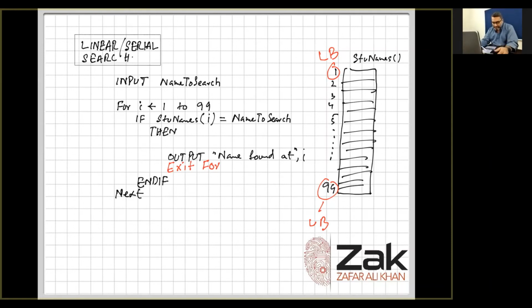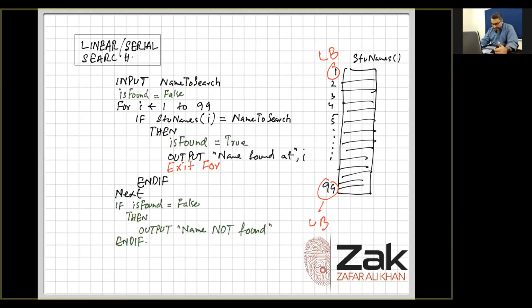So this exit for command, in pseudocode and Visual Basic both, kicks out the control of this for next loop. So for next would not go any further. But if you think that, let's say for this particular search, we are searching for the names of students, then we have to understand that several students might have the same name, so we should not put this exit for. So as many times as the name appears, it will be output.